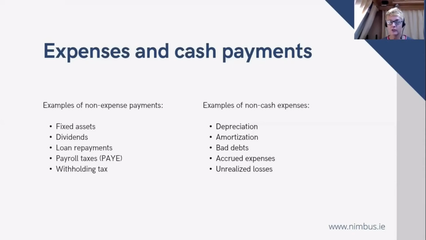Then examples of non-cash expenses. So something that is an expense, but you do not pay for it. There is no cash outgoing. The best example is depreciation of fixed assets. This is also called wear and tear. So you buy a computer, you use it over 3 years, and it is depreciating gradually every month. So you book an expense, depreciation, but there is no cash outgoing, okay?